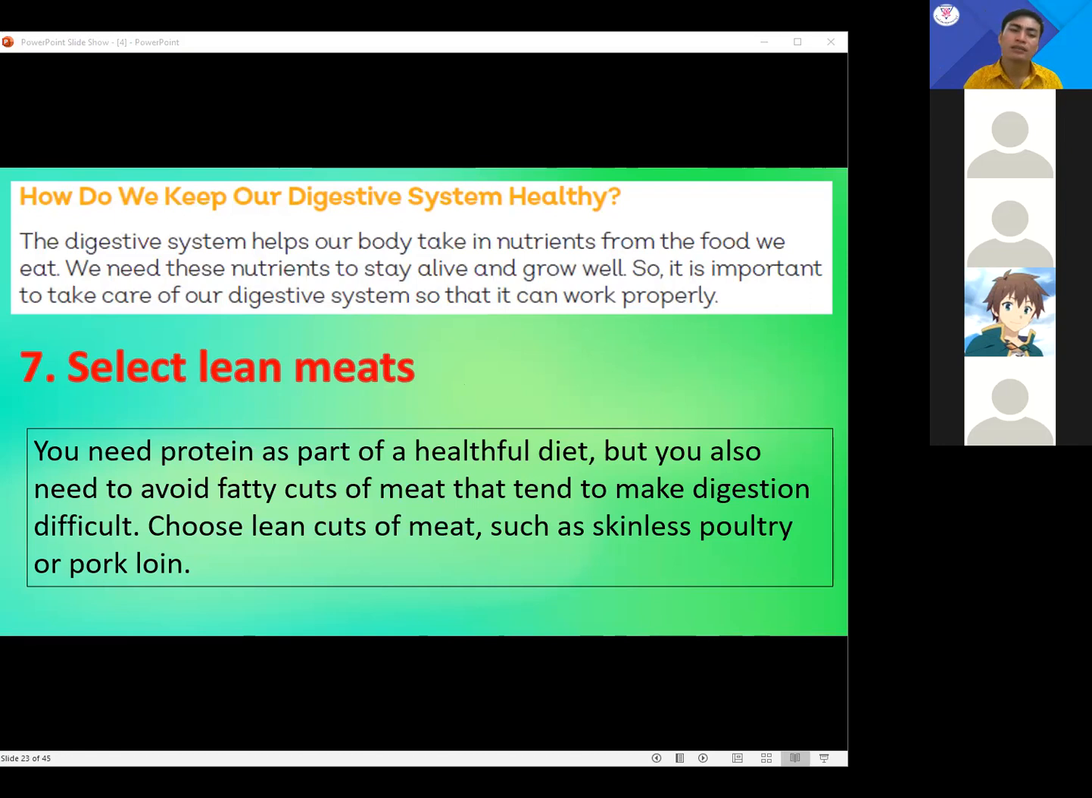We need protein from the meat, yes, because it's very helpful for our diet, but we should avoid fatty cuts of meat. Okay, those white fatty cuts of meat, we should avoid them because they will make digestion difficult. As I have said, it will constipate us. So it is better if we choose meat that has a lean cut, such as skinless poultry or pork loin. Okay, next is number eight.